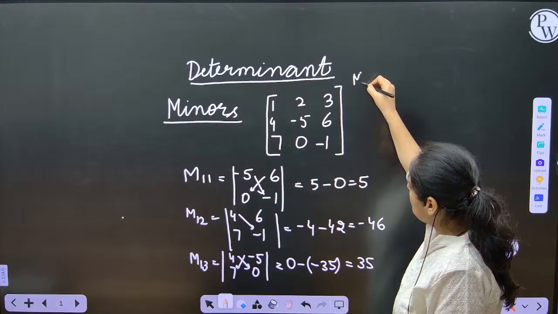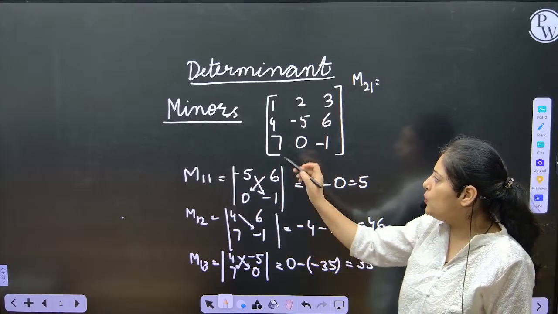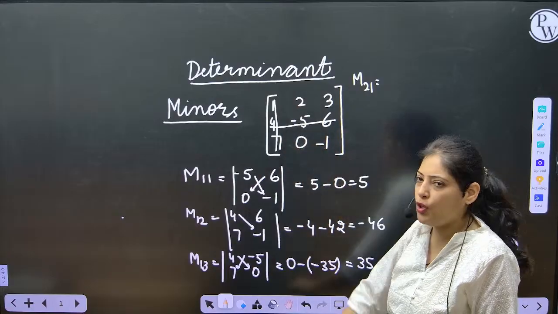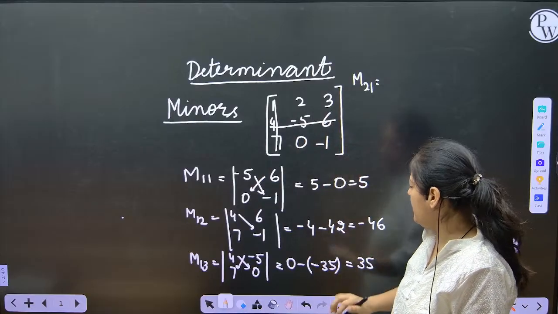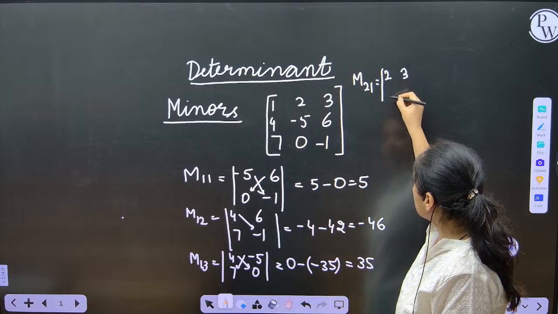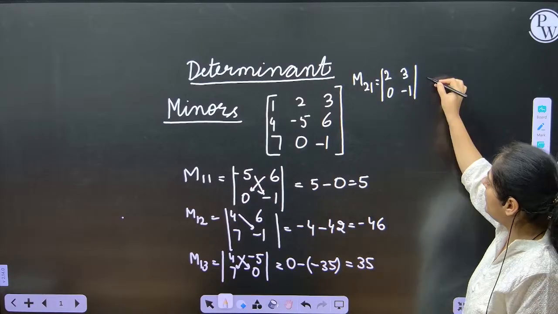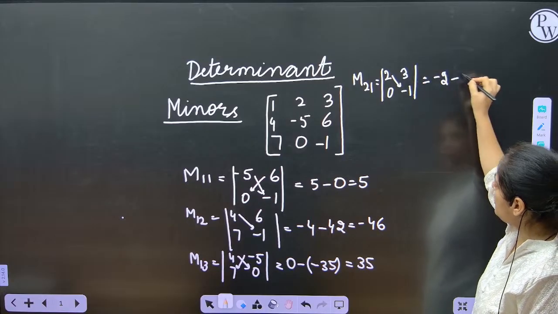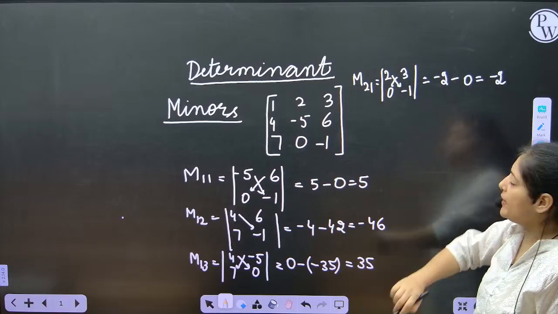Similarly, we'll go for M21. 21 means second row, first column. Which 4 numbers are left? 2, 3, 0, minus 1. Find its determinant. 2 minus 1's minus 2. 0 3's are 0. So it will come out to be minus.